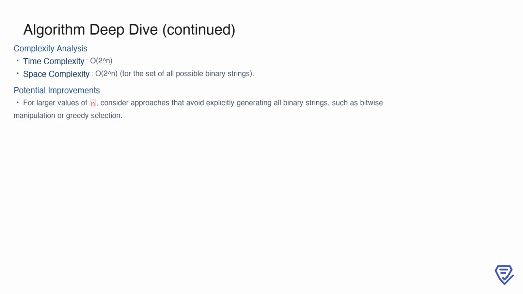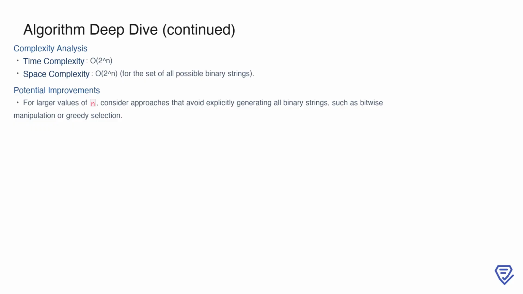The brute force approach comes with clear time and space complexities. The time complexity is O(2^n), as we generate all possible binary strings and check each one against the input set. Similarly, the space complexity is O(2^n), because we store all the binary strings in memory.